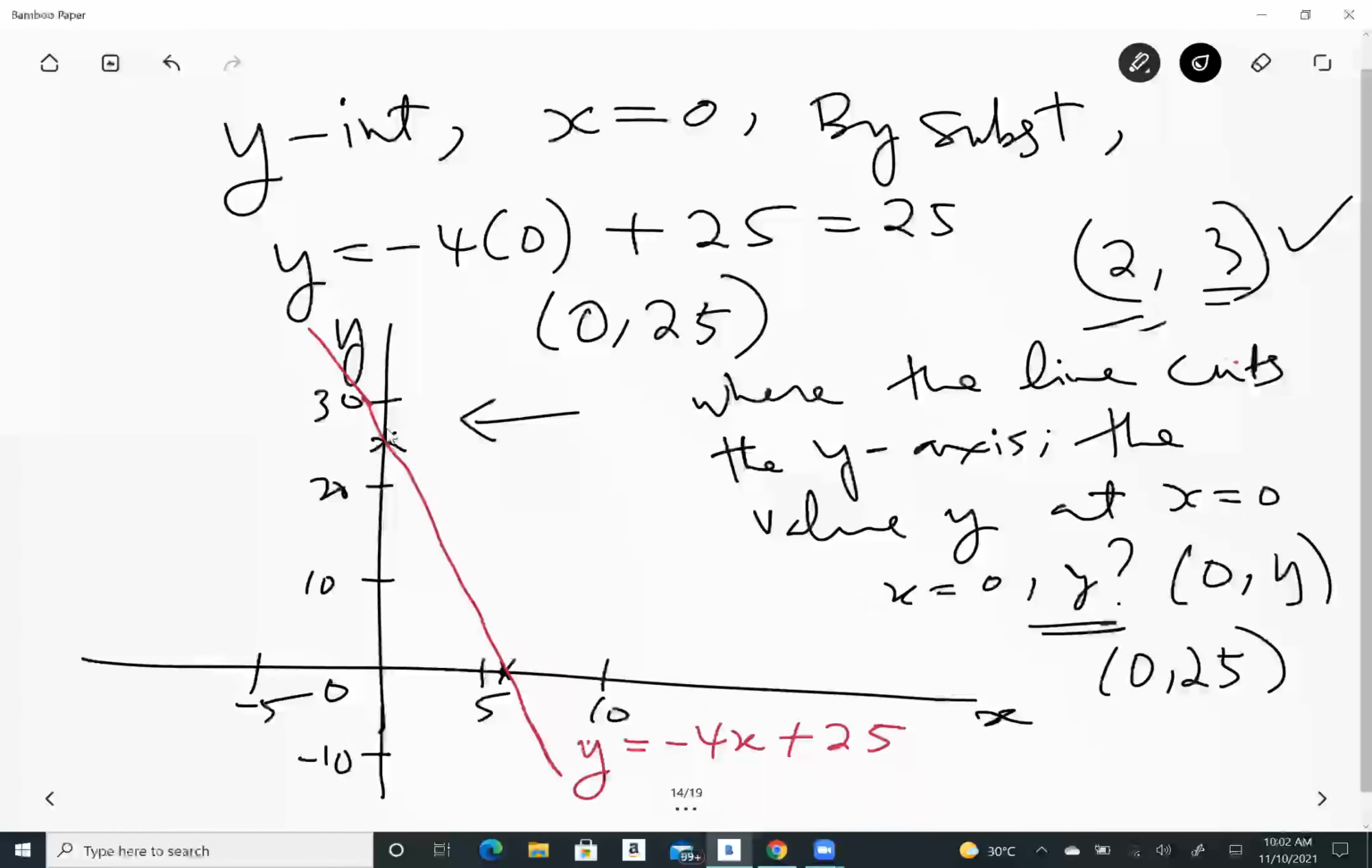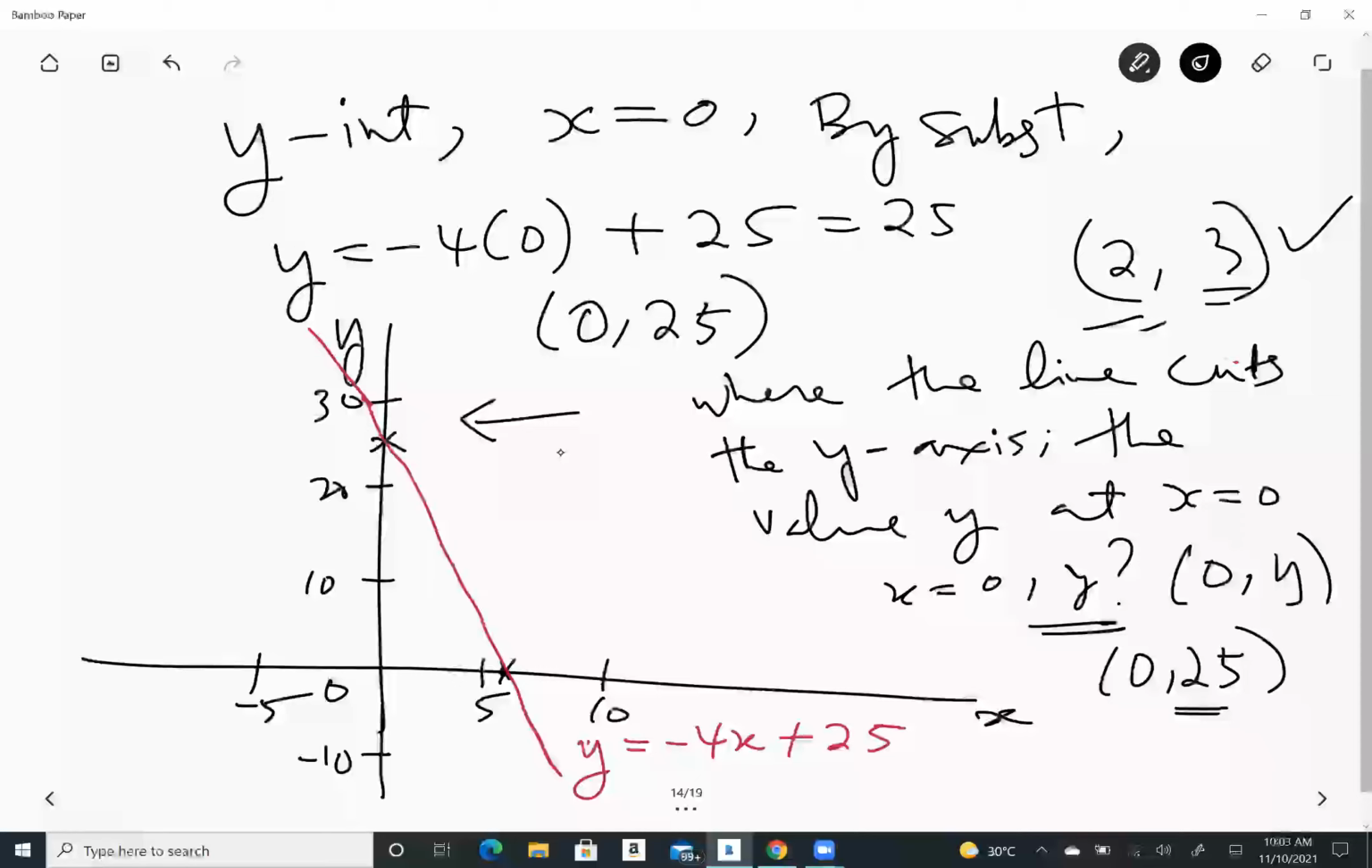All right, so it's the point where the line cuts the y-axis. We call it the y-intercept, or the value of y when x is equal to 0. Example here, when x equal to 0, what is the value of y? The value of y is 25. So the y-intercept is (0, 25). In other words, when x equal to 0, the value of y is 25. All right? Any question?